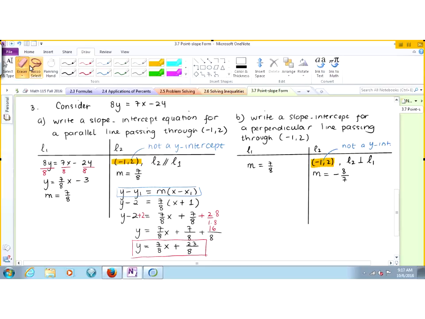Actually, let me move the divider a little bit, because I need more space here. So I'm going to move it so I could have more space on my right side.